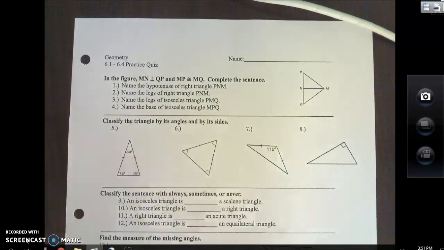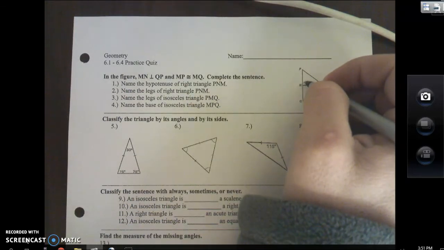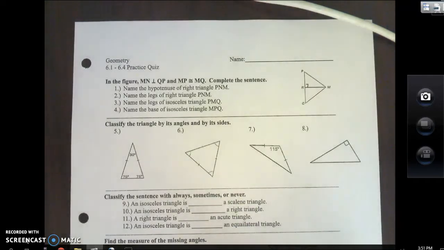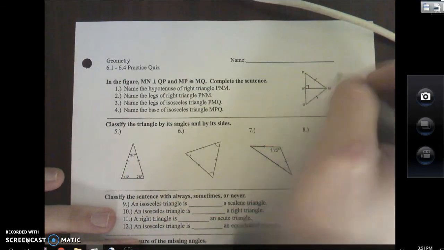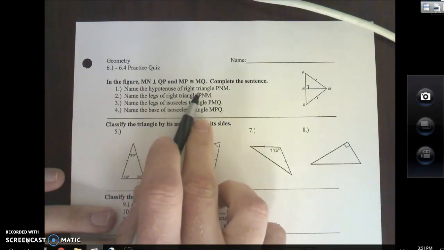Okay, in the figure, MN is perpendicular to QP, which means that we've got a right angle right there. And we also have MP is congruent to MQ, so we've got this taking place. Name the hypotenuse of right triangle PNM.